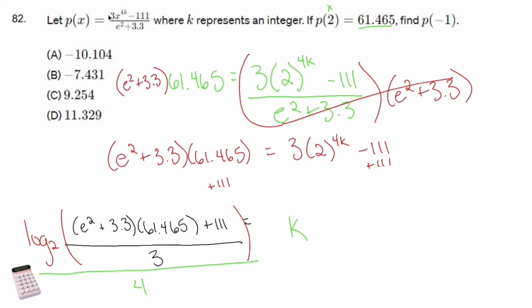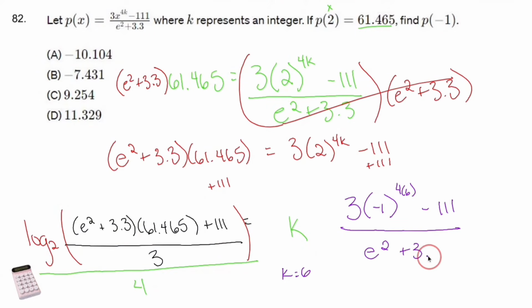Well, who'd have thunk it? After all of that, k is 6. So this is what I need to do. I need to do this again and replace k with 6, now that I know that k is 6, and then plug in -1 for x. So in my calculator, I'm going to plug in 3 times -1 to the 4 times 6, so to the 24, minus 111, all over e squared plus 3.3. So let's do that and see what happens.